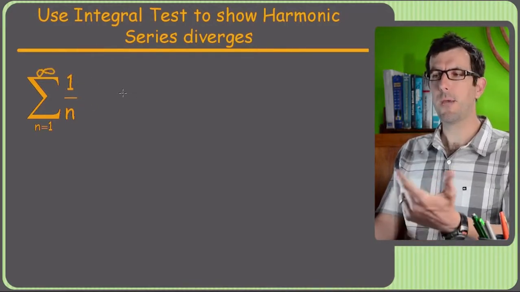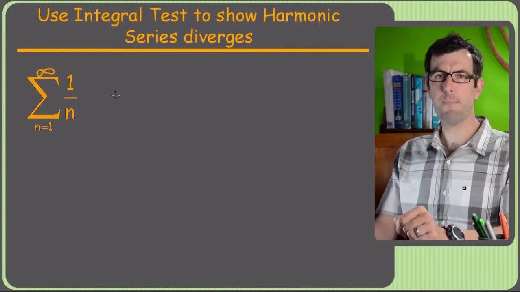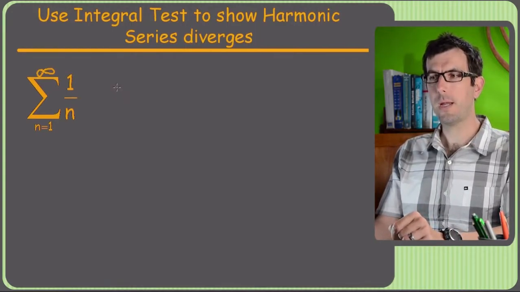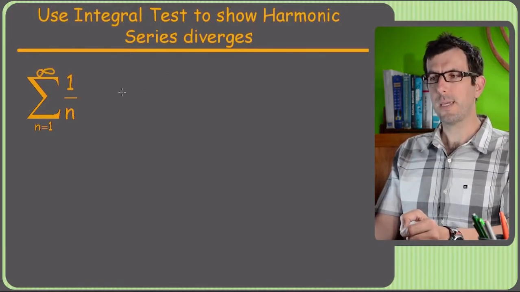As usual, we like to test the harmonic series because we know that one really well, we know it diverges, and we know it pops up all the time. So why not prove one more time that it diverges? Step number 1 for the integral test is to turn this into an integral.